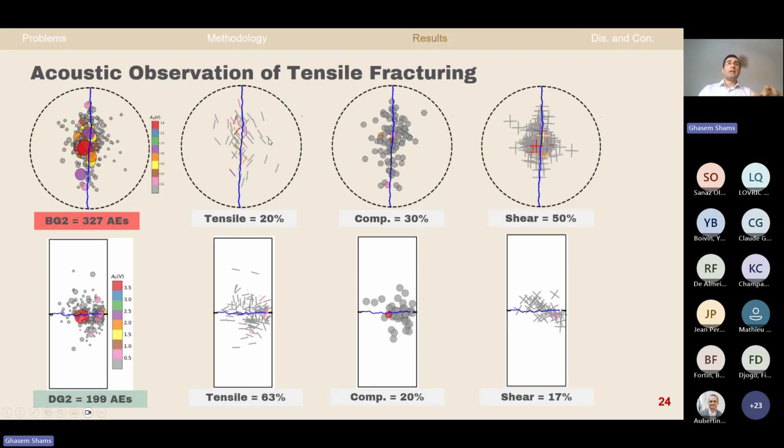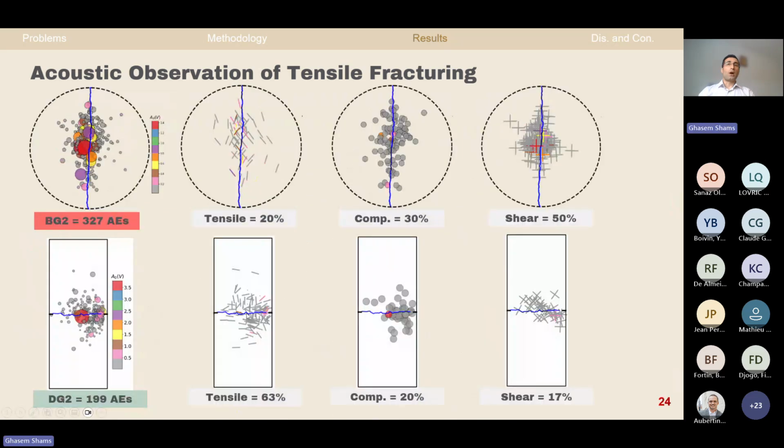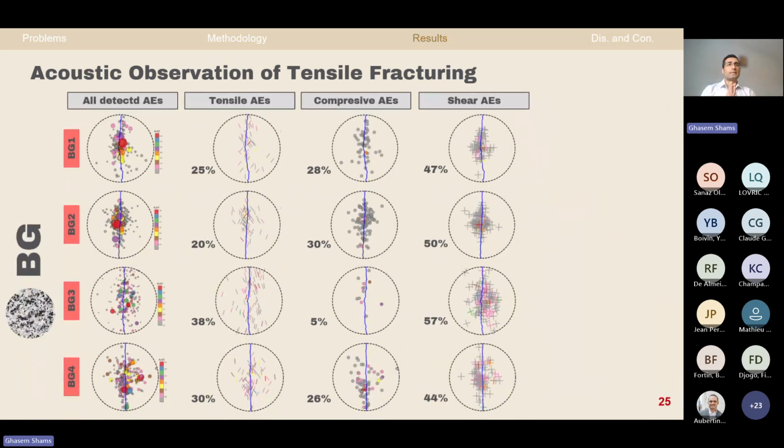On the right side, we have the composition of the microcracks. We determine the type of microcracks. For the Brazilian test, you see here we have 20% tensile, but we have 50% shear. Therefore, we have the majority of microcracks in the Brazilian test as shear. But in the direct tensile test, we have 63% tensile and only 17% shear. Therefore, in the direct tensile test, we have predominantly tensile microcracks. This is just to show the consistency between results.